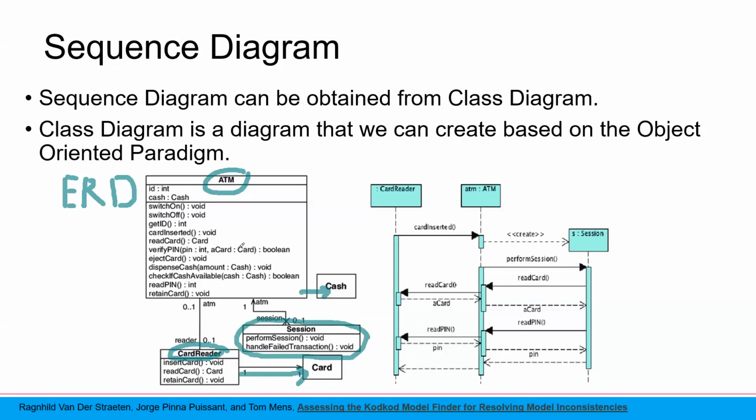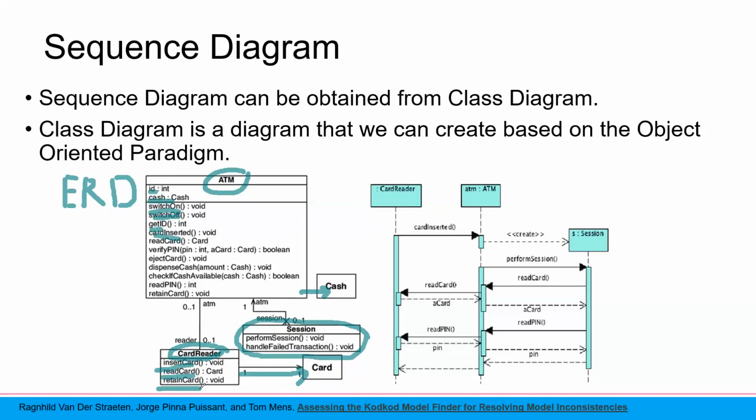So in the class diagram, you can see the attributes, okay, like ID and then cash, and then you can have some methods like switch on, switch off, get ID, etc. And this ATM has a connection with the card reader. So we have insert card, read card, and retain card. Okay.